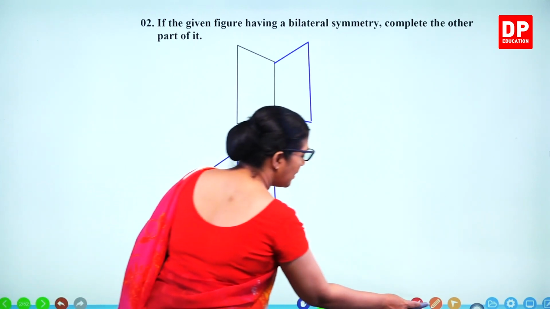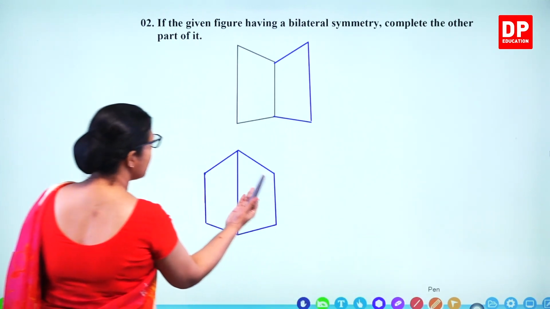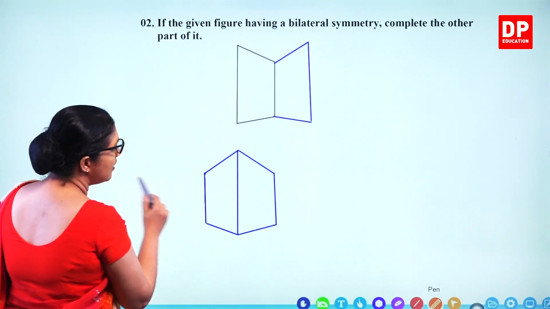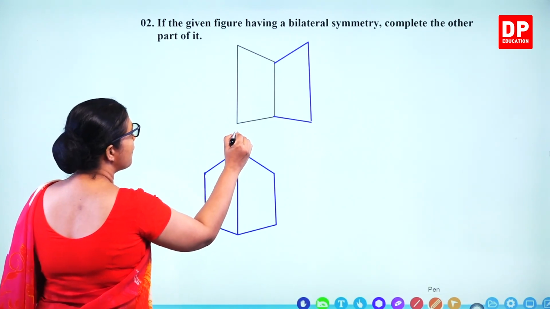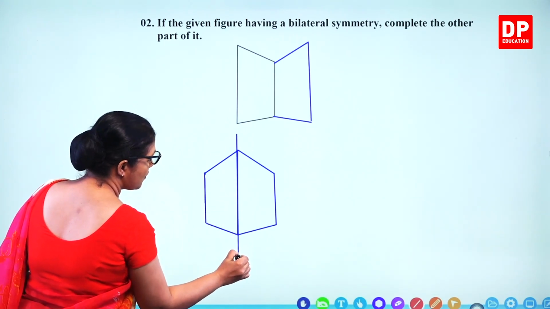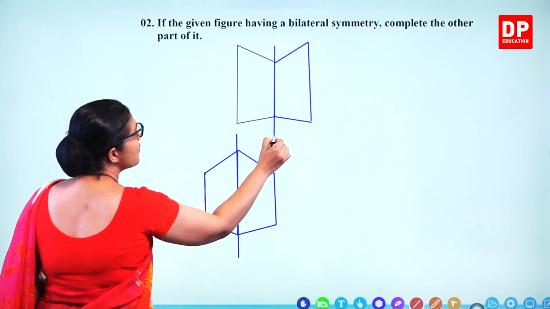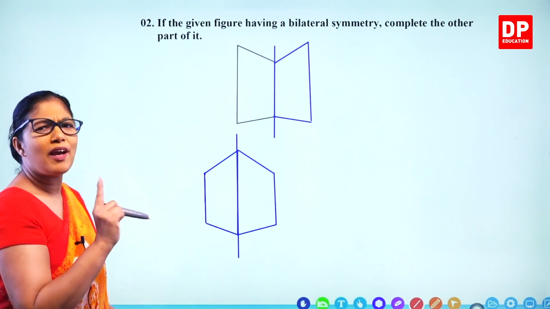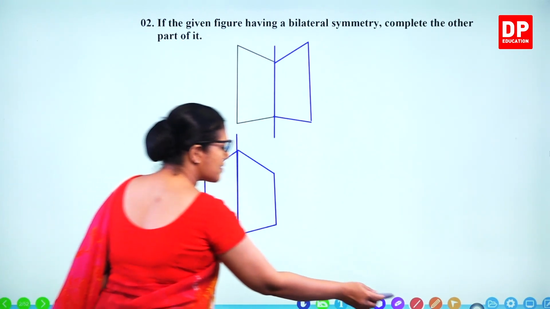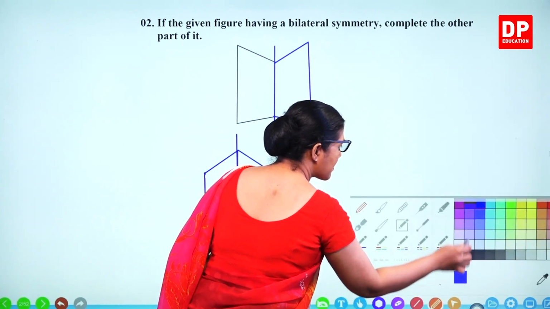If I take this one as the axis of symmetry, then you get something like this. So here this side should be same as this side. If this is the axis of symmetry, you get this one. If this is the axis of symmetry, you get this one. You can draw either this or this. You get 2 marks.